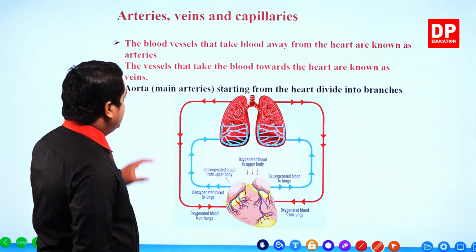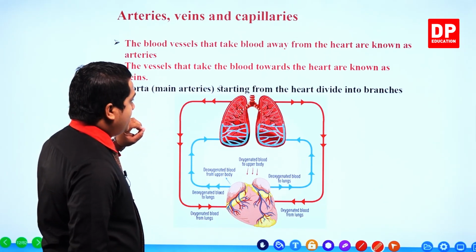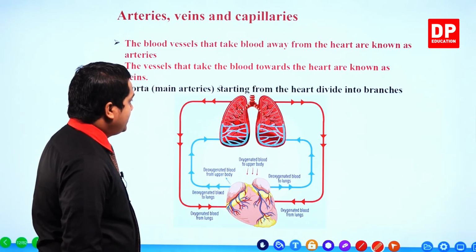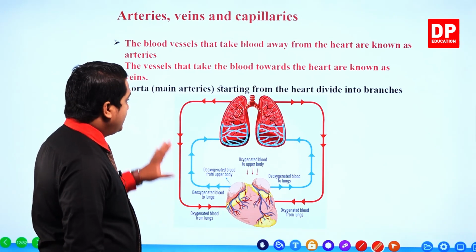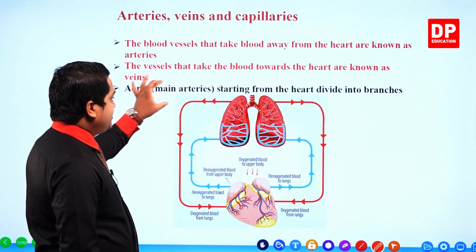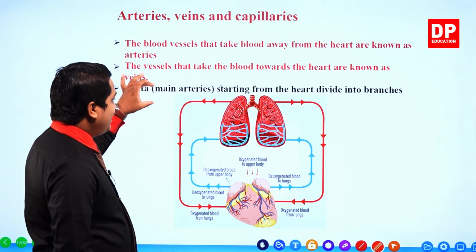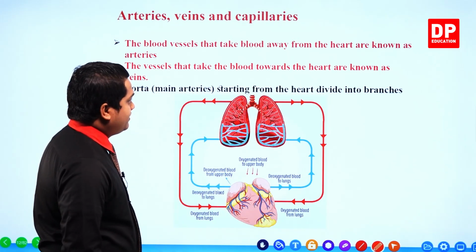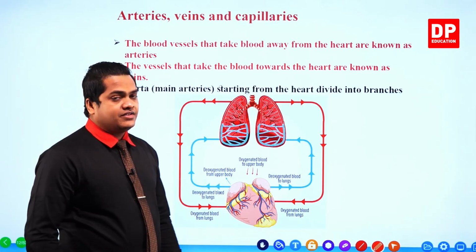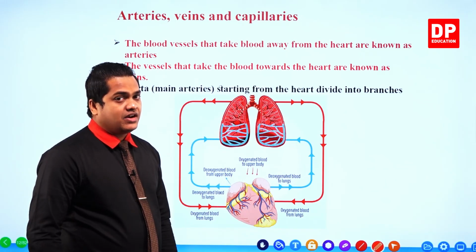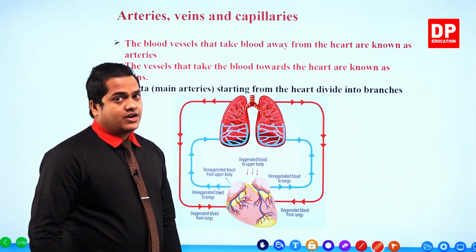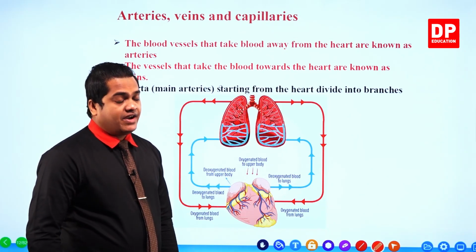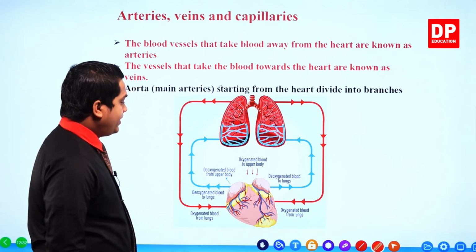So here, the aorta, the main artery starting from the heart, divides into branches, right? Actually, there are several arteries. That's why within the aorta there are several arteries, and that's why it is mentioned as arteries. So the aorta is the main artery, and from it the blood gets divided into several arteries. There are lots of arteries that can be observed within our body. The aorta is the main artery. It divides into several parts, right?